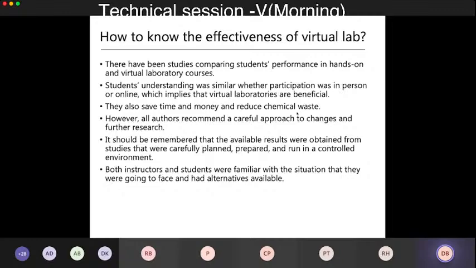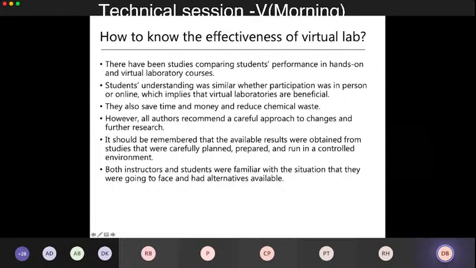But we are hoping for the best. Let's see, if this corona is over, then everything will come back to its own place. But right now, for another year, probably we have to go like this. The last point here is that both instructor and students were familiar with the situation they were going to face, and an alternative was available. As I mentioned, the instructor has to first prepare everything, photos and videos, then go to the students to teach this virtual laboratory.